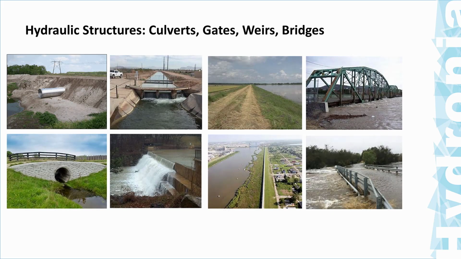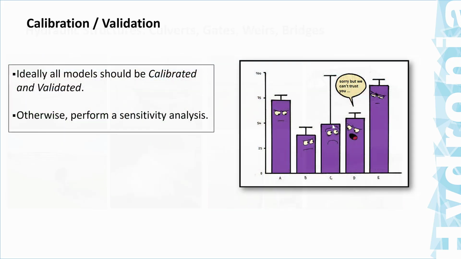Now, the model can deal with hydraulic structures such as culverts, gates, weirs, and bridges. These are typical structures that the model can handle, as we will see. So we have specific exercises and presentations that will explain how to use culverts, how to use gates, how to use weirs like this or like this or like this, and how to use bridges. These are all part of the Hydro-Flood system.